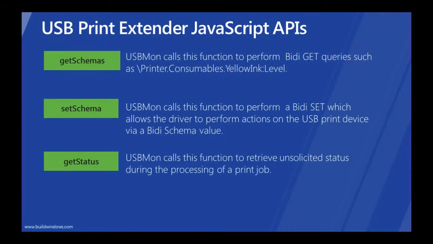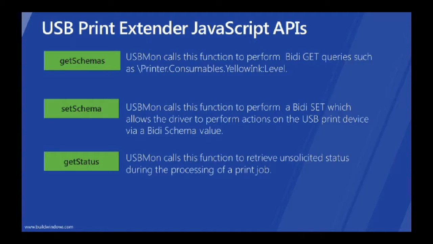Now let's look at the programming model. There are three new functions that the JavaScript extension file must support. The first function is getSchemas. This is used by USBMon to query for the values of the BiDi schema properties supported by the current print device. The JavaScript code can communicate with the print device to ask for the current value of the BiDi schema properties and return that data to USBMon.